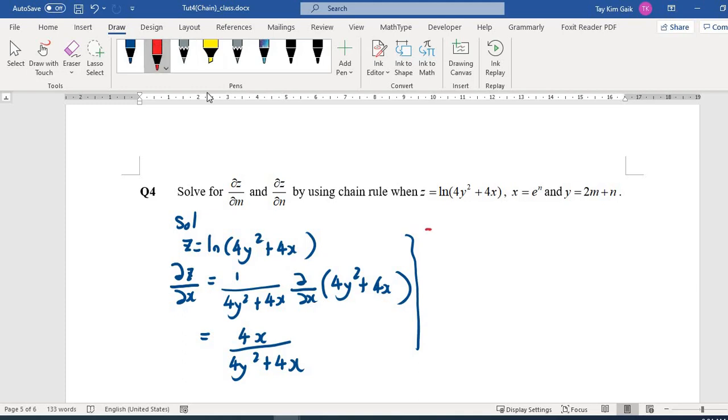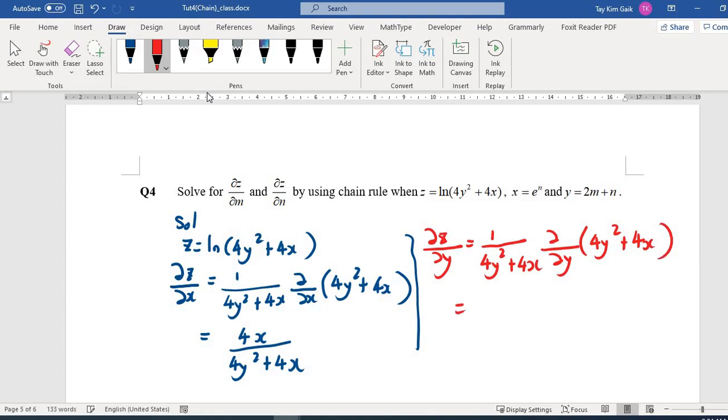So similarly, if you want to find del z del y, only del x here changes to del y. So 1 over 4y squared plus 4x times del y of 4y squared plus 4x. Okay, del y of 4y squared, you have 8y. Del y of 4x is 0. So you have 8y over 4y squared plus 4x. And then from x and y, you can find their partial derivatives.